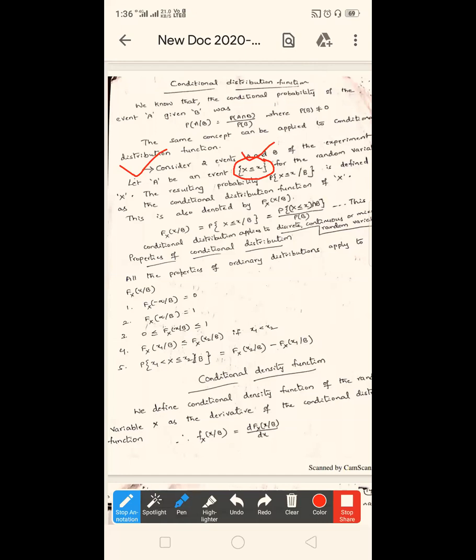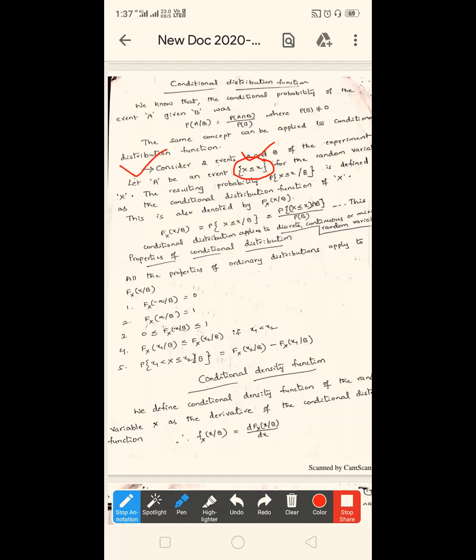So here, let capital A be the event defined within the braces as capital X less than or equal to small x. This is one event for the random variable capital X. Okay, so how can we apply the conditional probability for this? Probability of A given B equals probability of A intersection B divided by probability of B. That is the formula. So apply here.